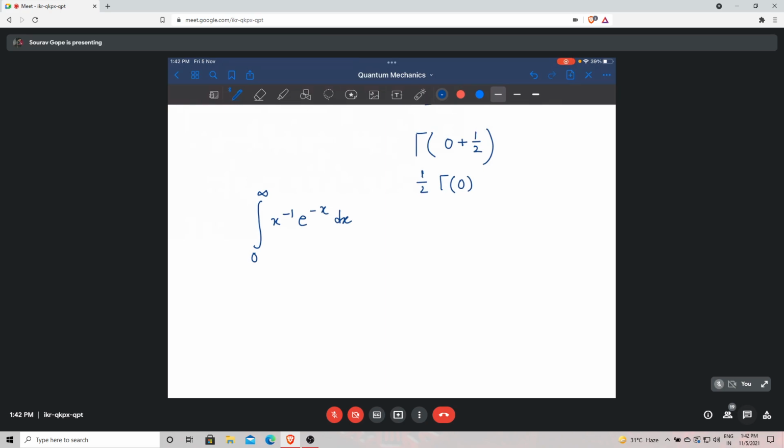Okay. Now let me suppose I make a plot of, say, x to the power minus 1 times e to the power minus x. I will wait for one moment. I will show you. Okay. You can see that the moment I write a negative power of x here, at x is equal to 0, this function blows up.